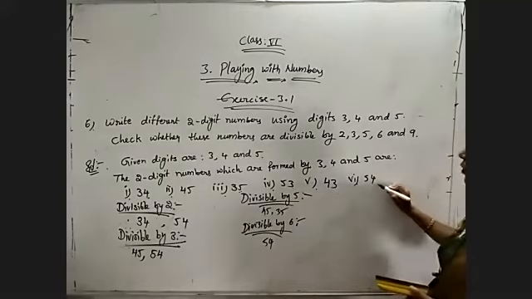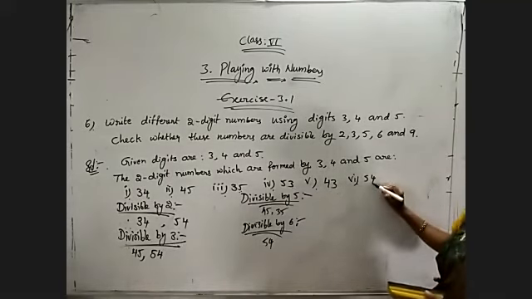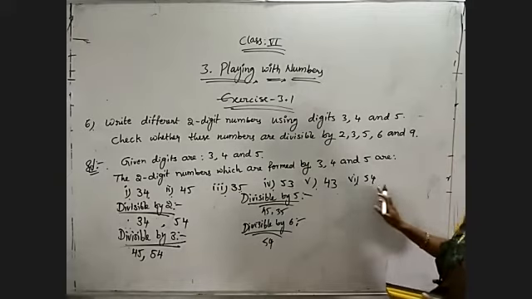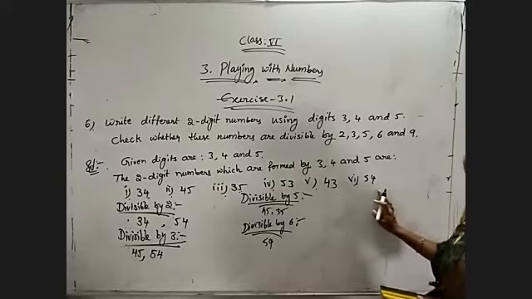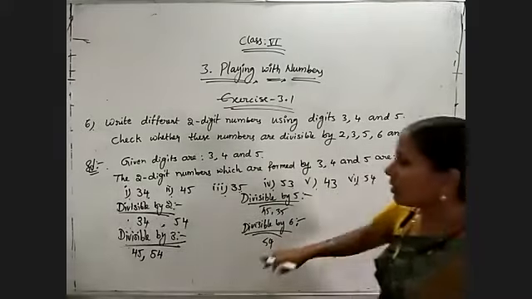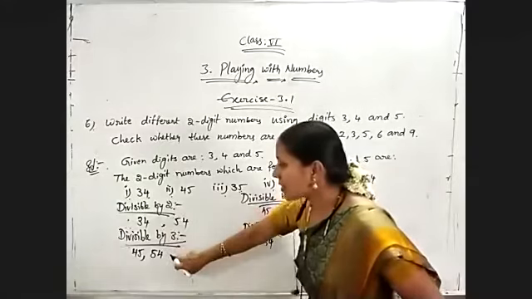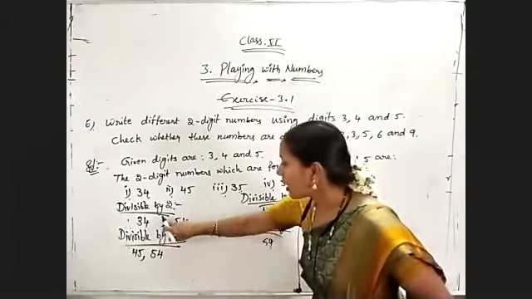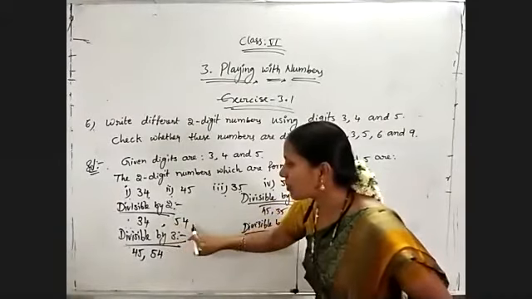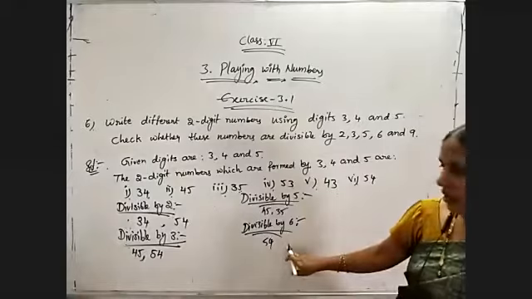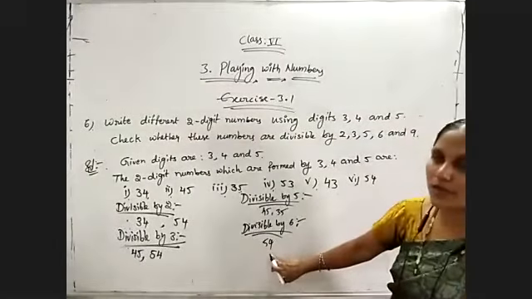And 54. Because of 4 it is divisible by 2. And 5 plus 4 is equal to 9. Sum is equal to 9. It is a multiple of 3. So it is divisible by 3. Now observe these. Divisible by 2 and divisible by 3. So which number is common in both? Only 54 means 54 is divisible by 2 as well as 3. That means it is divisible by 6. So only 54 is divisible by 6.